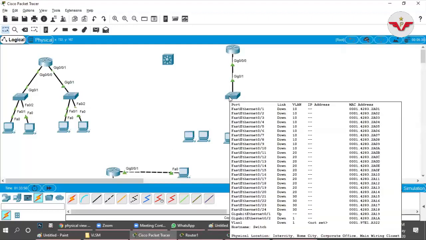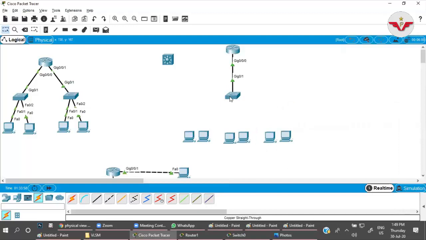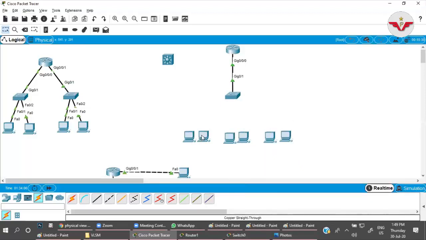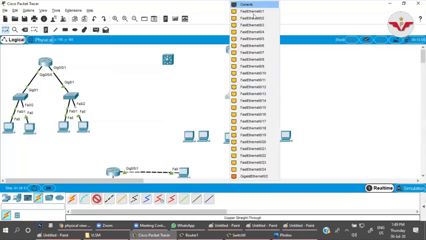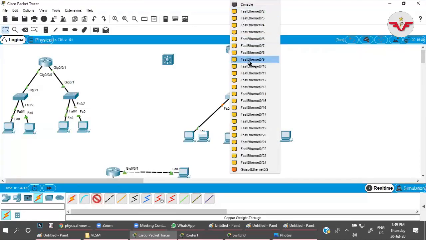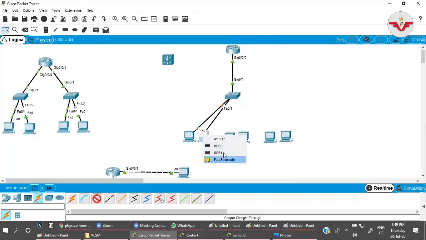As we have decided, from port 1 to 10 it is in VLAN 10. So if I want to connect PCs to the faculty network, I have to connect those PCs between ports 1 to 10. So let me connect it 1 to 10. Sir, in the switch, no need to give any IP address, right?